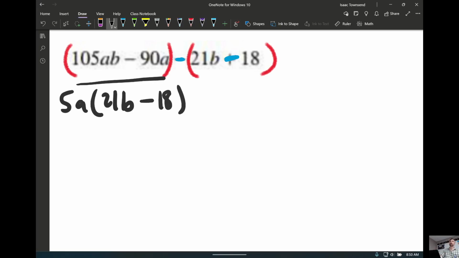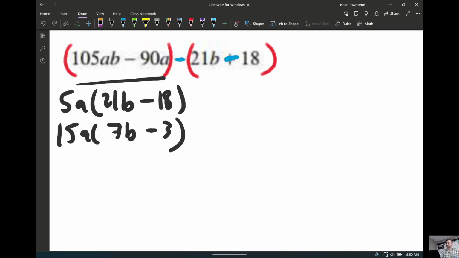And now that these numbers are smaller, I can think about if there's something else I could take out. 18 and 21, I could pull out a 3. So if I pulled out another 3, there we go. Now I'm confident. 7 and 3 have nothing else in common. Again, you don't have to be able to see the GCF from the beginning. Just pull out what you're sure of and then reevaluate.